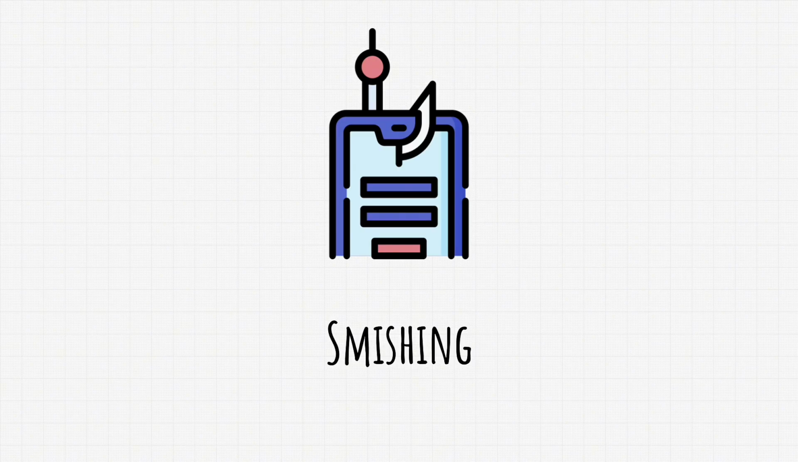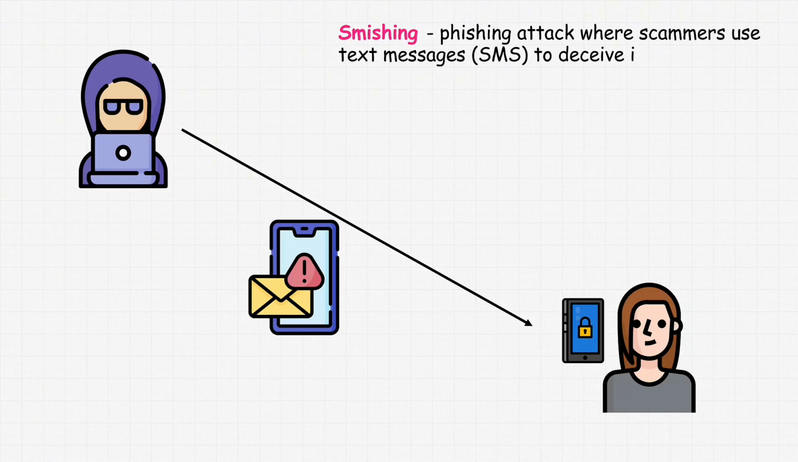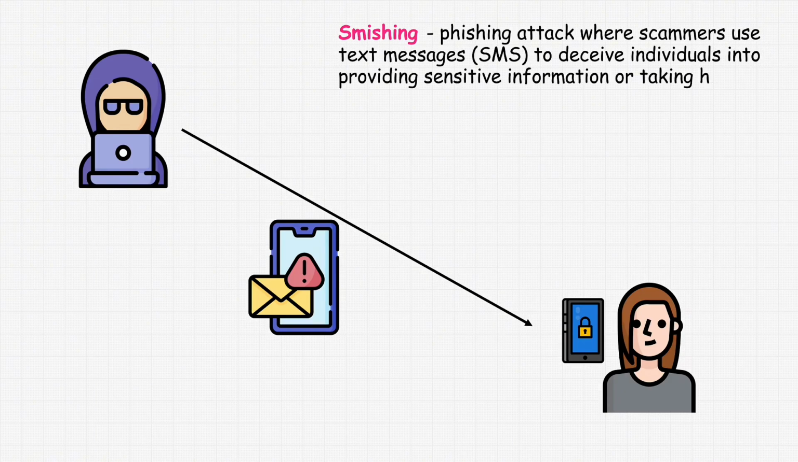Well, first of all, we know that smishing is a form of phishing attack where scammers use text messages or SMS messages to deceive individuals into providing sensitive information or taking harmful actions. The purpose of smishing is typically to steal personal information such as login credentials, credit card numbers, or to trick users into downloading malware onto their devices. Let's discuss now how we can recognize smishing attacks.